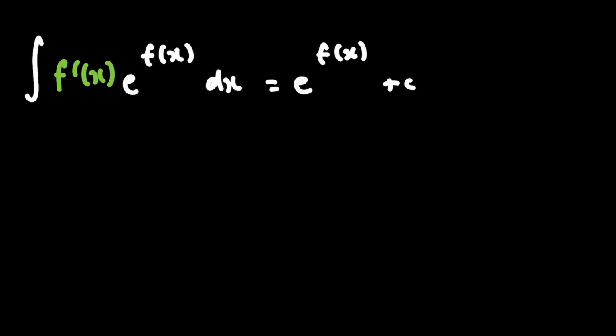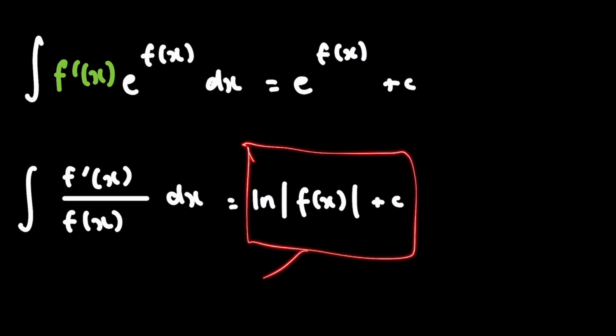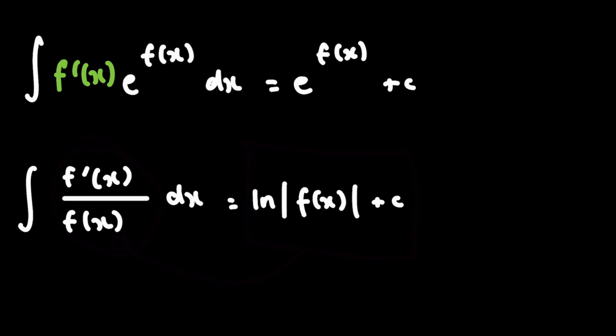Now, what happens if we have an integral where we have the derivative divided by the original function? What can we differentiate to get this? Well, we can do ln. We can do the ln of the absolute value of f of x, plus c. Because if we differentiate this, we will just end up back here.